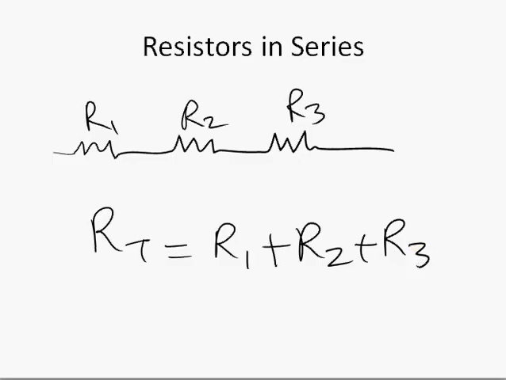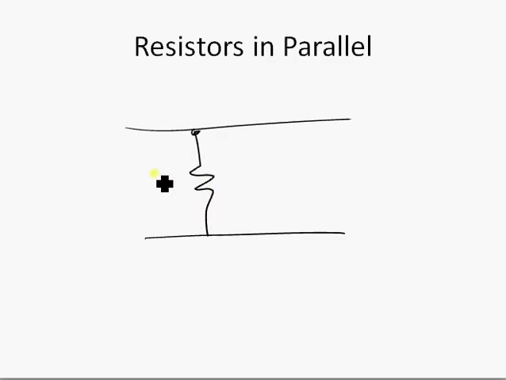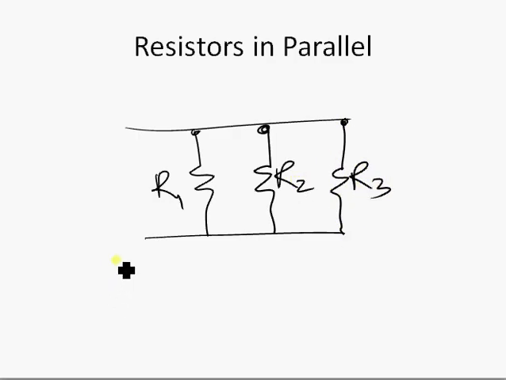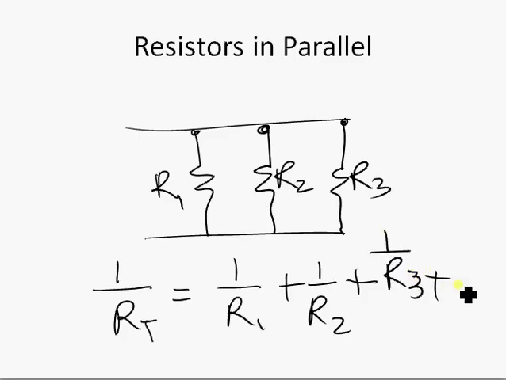Similarly, if we look at resistors in parallel, so we have, say, resistor R1, resistor R2, and resistor R3. The total resistance, 1 over RT, is equal to the sum of the reciprocals of the resistances: 1 over R1 plus 1 over R2, 1 over R3 plus and so forth.